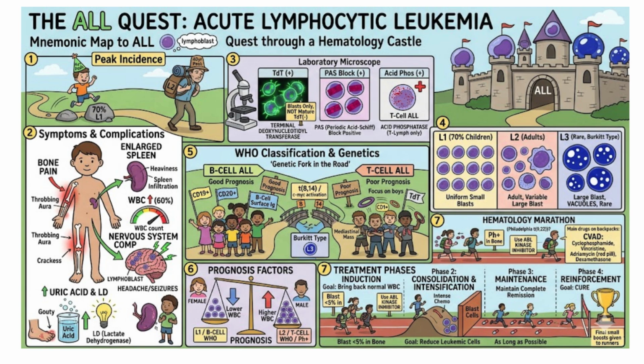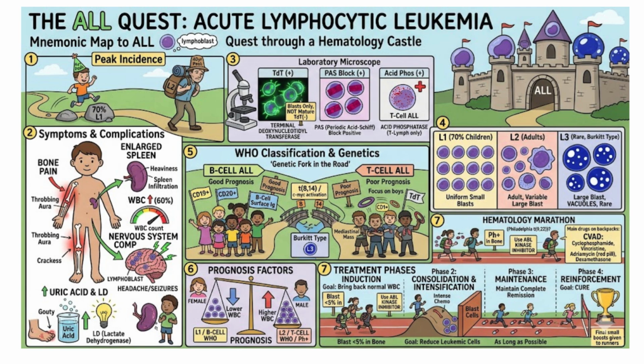The final portion of the mnemonic illustrates the structured approach to treatment, visualized as a 4-phase hematology marathon. The first phase, induction, aims to return white blood cell counts to normal levels and reduce bone marrow blasts to less than 5%. For patients carrying the Philadelphia chromosome translocation between chromosomes 9 and 22, an ABL kinase inhibitor is added to the standard CVD regimen consisting of cyclophosphamide, vincristine, adriamycin, and dexamethasone.